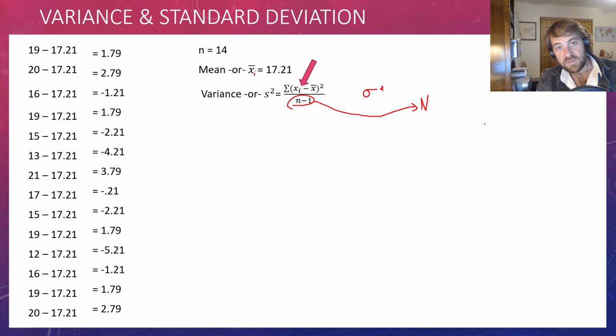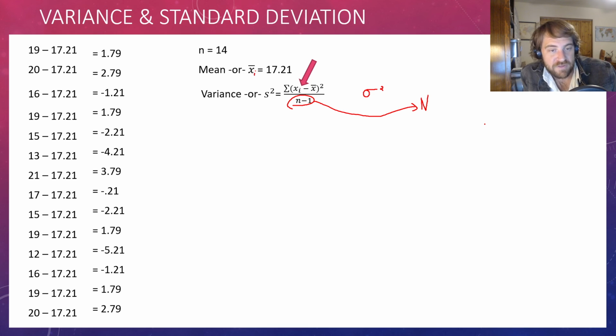One way to check that you've subtracted these correctly is to add all these up. So you do 1.79 plus 2.79 minus 1.21 plus 1.79, and all the way down. It should be 0, because the average is the middle value of all of these numbers. So if you add these all up, it should be 0, or very, very close. In fact, if you add all these together, you end up with 0.06. So there's a little bit of error in there somewhere, but it's 0.06. And so that tells me I did compute all of these differences correctly. Okay, so that's this middle part here.